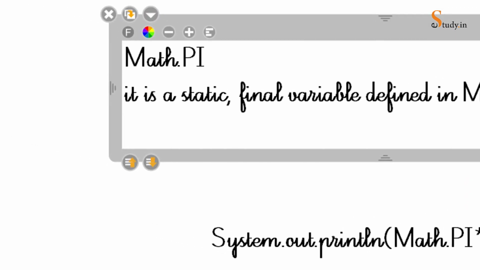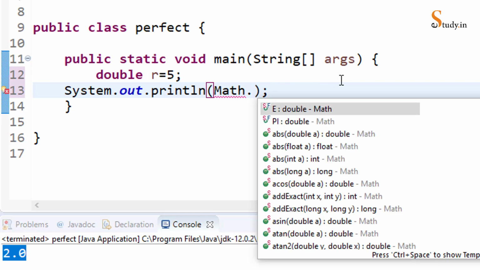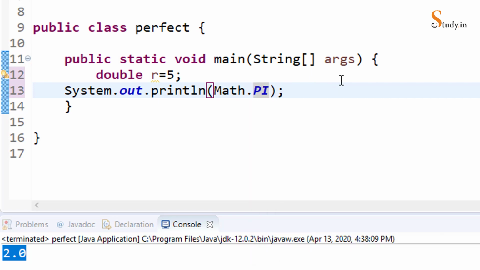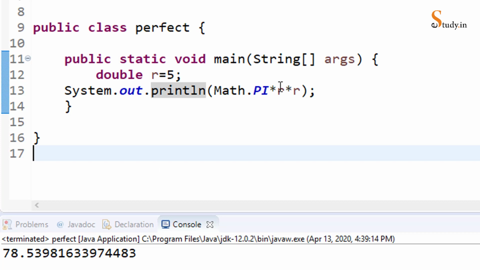So let's see an example here. Let's suppose I take a variable double r is equal to, let's say the radius is 5. So we want to print the area of a circle. We'll write Math dot, and when you type P, you get PI, so PI into r into r. It will print the area of the circle, pi r square. When you run it, you should get this. This is the answer. So this is how Math.PI can be used whenever you want the value of pi.